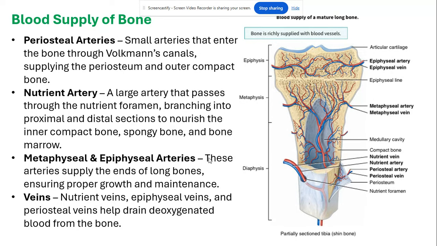Metaphyseal and epiphyseal arteries supply the ends of long bones, ensuring proper growth and maintenance, because usually our bones grow on the two ends, proximal and distal. Nutrient veins, epiphyseal veins, and periosteal veins help drain deoxygenated blood from the bone. So epiphyseal veins and nutrient veins carry deoxygenated blood from the bones back to the vena cava.